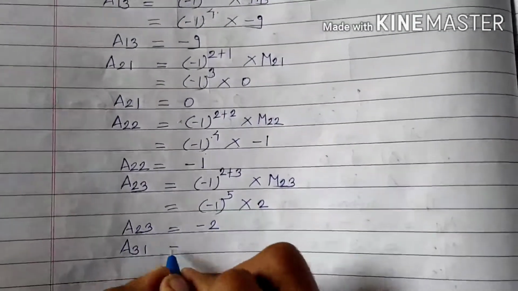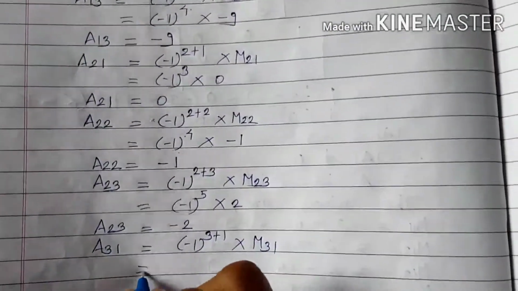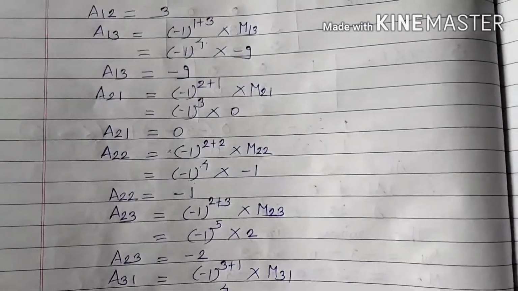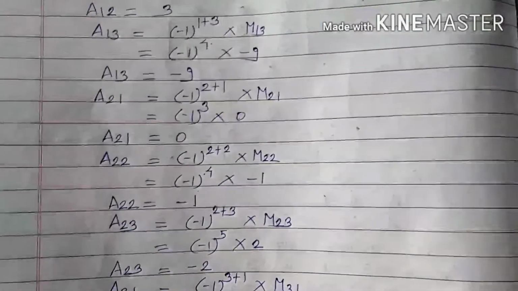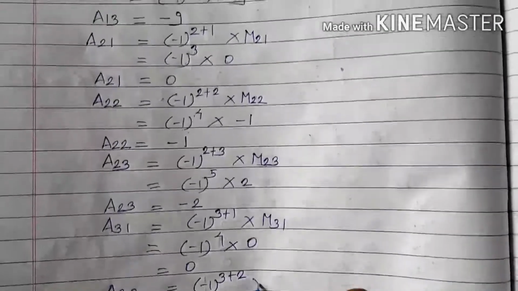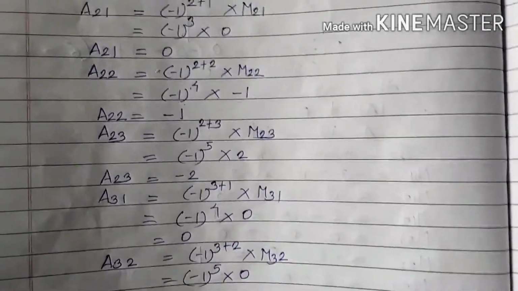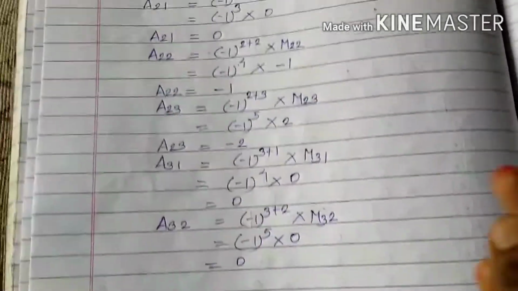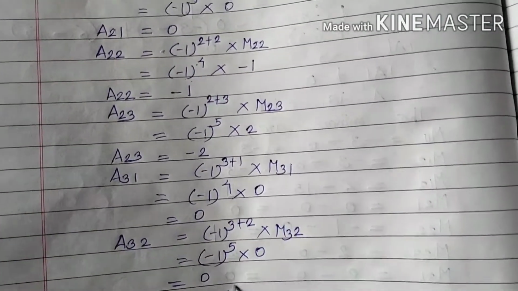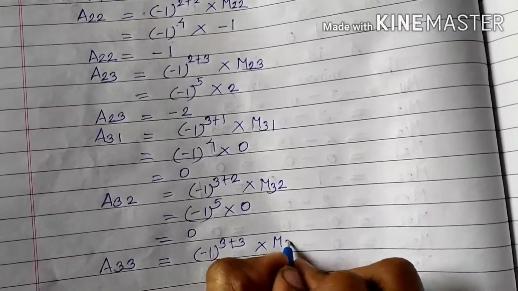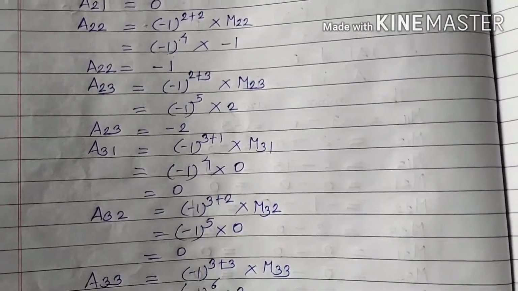Next, A31, minus 1 raised to 3 plus 1 into M31 is equal to minus 1 raised to 4. M31 is 0, so the answer is 0. Next, A32, minus 1 raised to 3 plus 2 into M32, minus 1 raised to 5 into 0, so the answer is 0. And last, A33, minus 1 raised to 3 plus 3 into M33, M33 is 3, so minus 1 raised to 6 into 3 is 3.